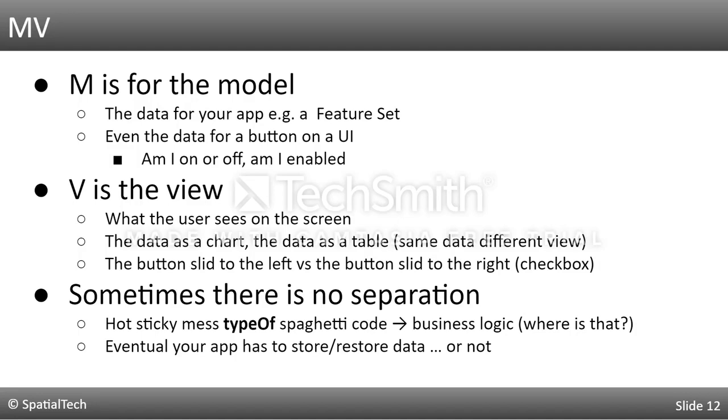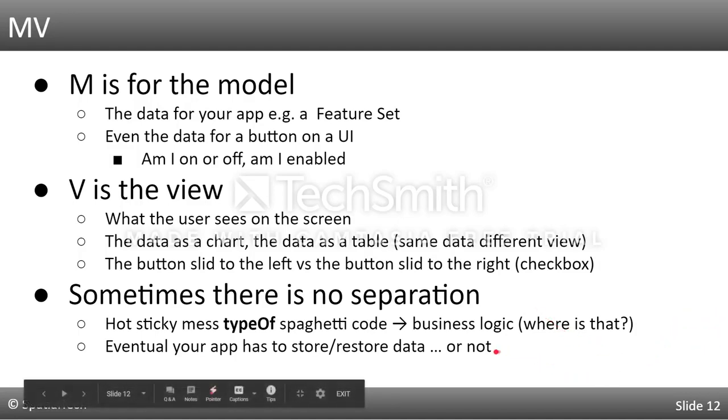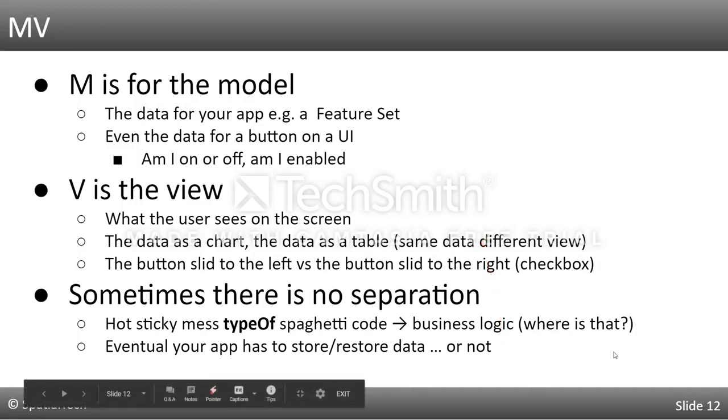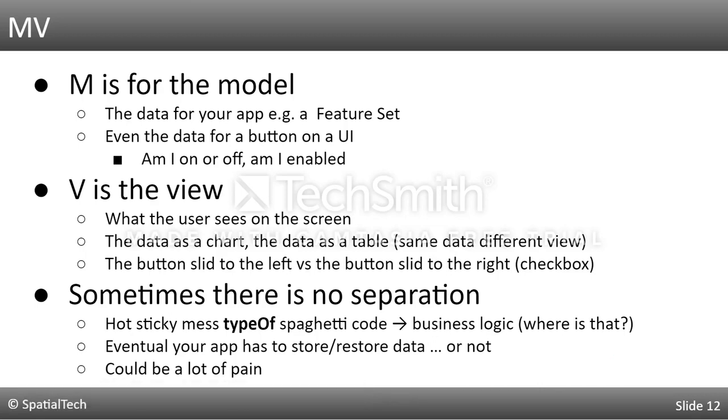So, but it all depends, right? And sometimes you just code like crazy, and then you don't think about the structure part, and then, oh darn, we're going to need to save all this, and it gets really messy trying to save and restore your application. So this can result in a lot of pain, right? If you don't think about these things ahead of time.